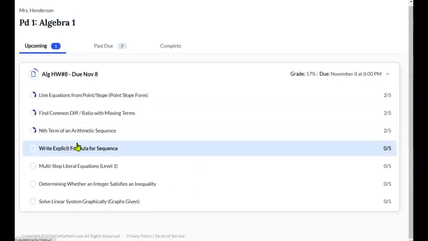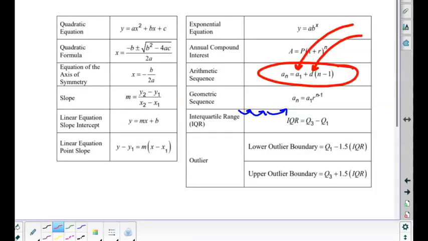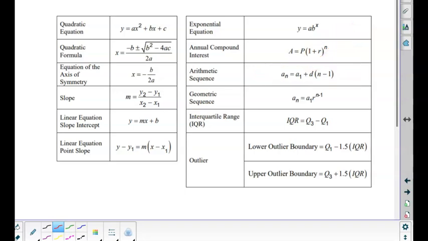Let's take a look at the fourth topic, which is actually writing the explicit formula from a sequence, which is exactly what we've been doing. But this time, we don't have to find a specific value. So it asks us to write an explicit formula for this sequence. So I need to determine, is it, in fact, an arithmetic sequence like we've been looking at here? Or is it a multiplying or dividing pattern, which for us would be geometric? So for this task, you have to choose which one of these two formulas it is.